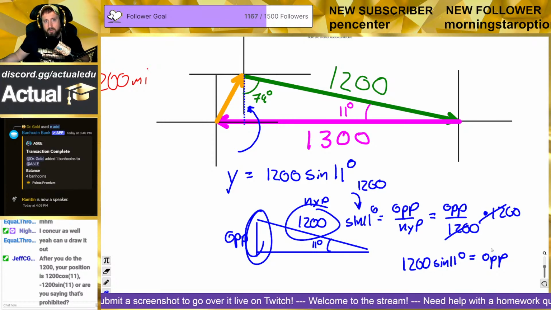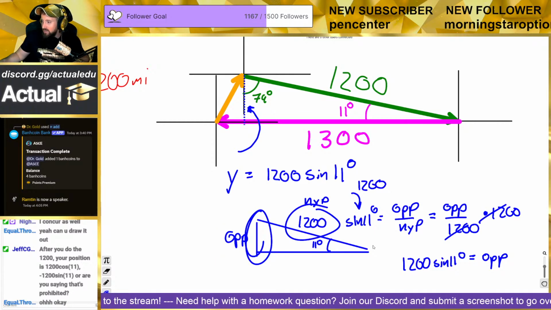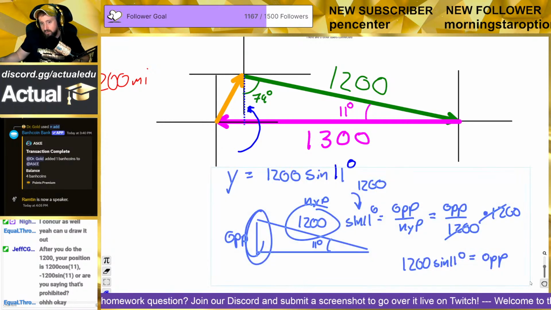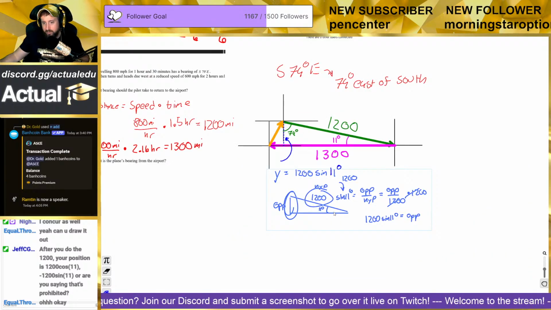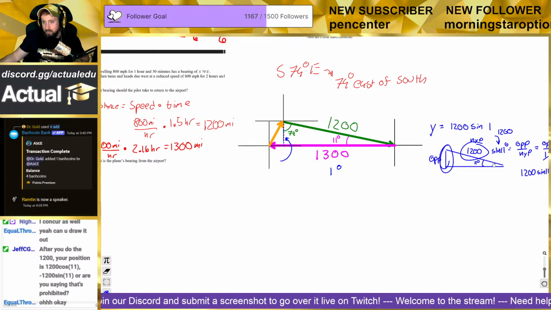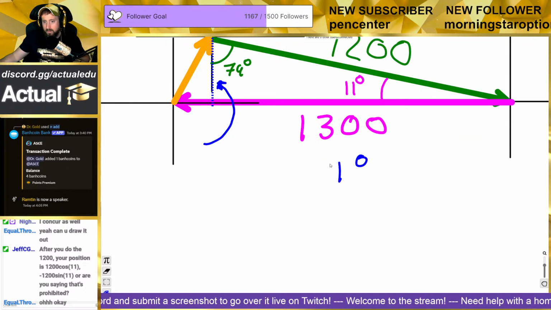After you do the 1200, your position is... Yeah, we're not going to say position, Jeff. We're going to have to say length. It's okay. So that's why this is it. Does it make sense? Yeah, cool. All right. Nice. I will move this somewhere else because I want you to be able to download this at the end of the day, just see everything. So here we're going to do that.